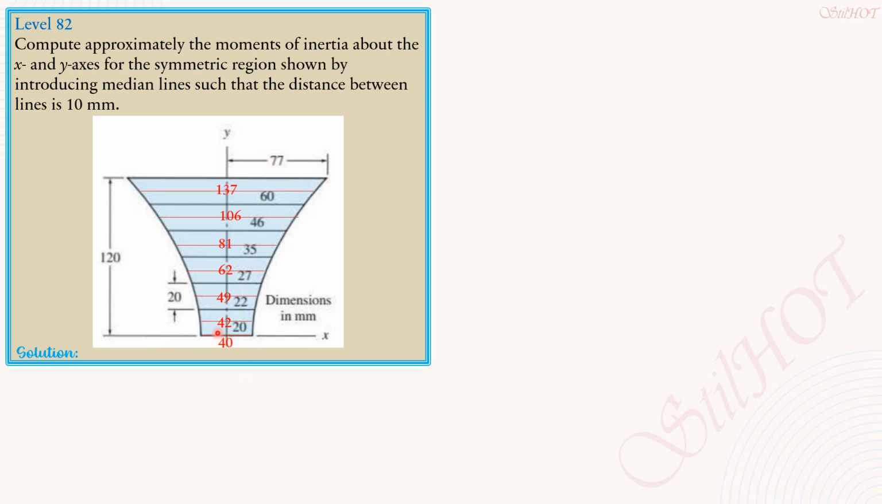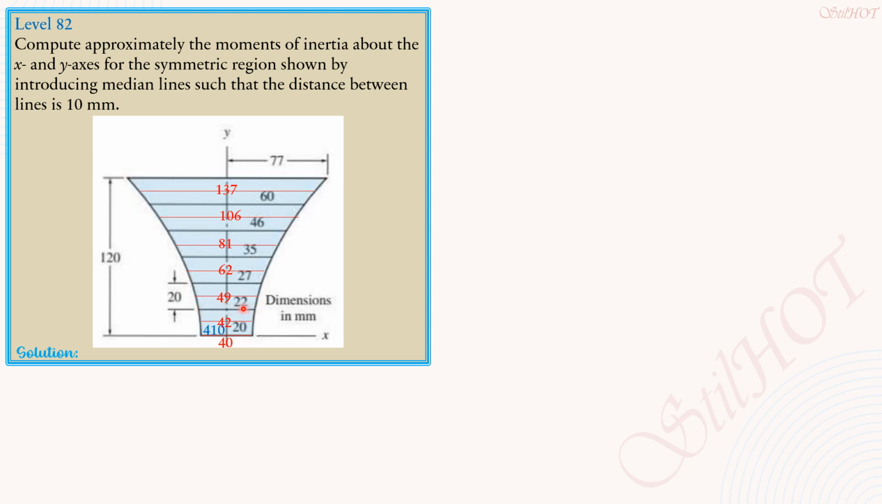So therefore, the approximate area of this rectangle is the median line, average of 40 and 42 is 41 times 10, because this is now 10 mm and we treat this as a rectangle. So 41 times 10 is 410. The area here is 410 mm square. Then 42, this is 44.